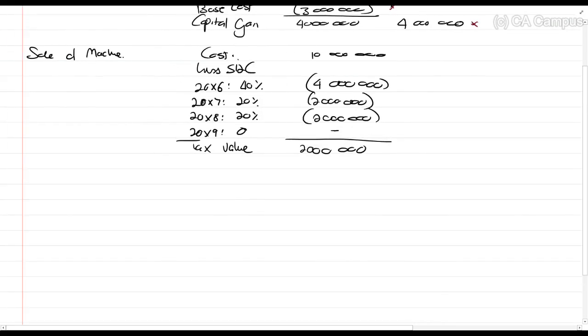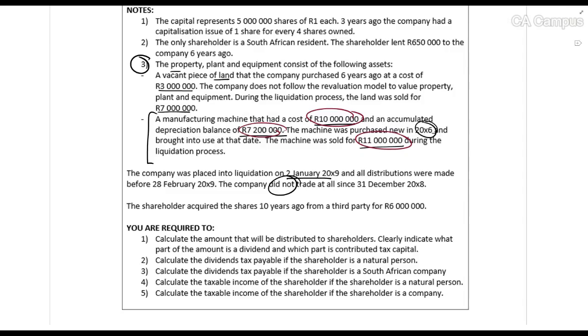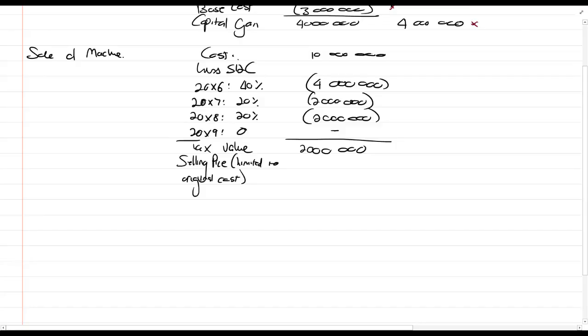Okay, tax value. Then we have our selling price, limited to our original cost. This asset was sold for 11 million rands. Our original cost was 10 million rands. So what do we use? The 10 million rands. So guys, this is all normal.